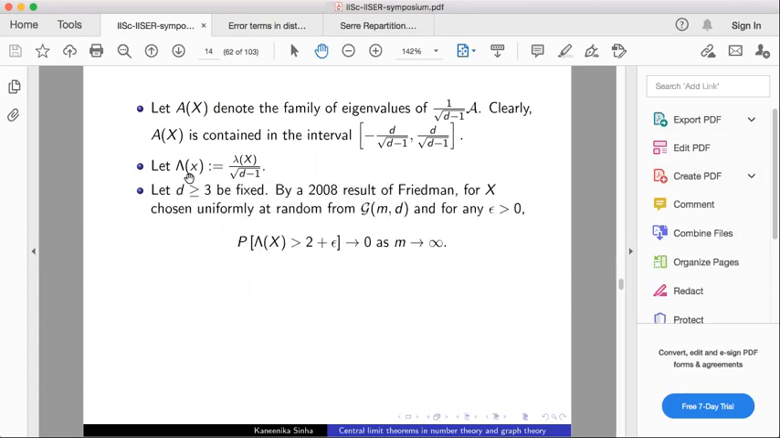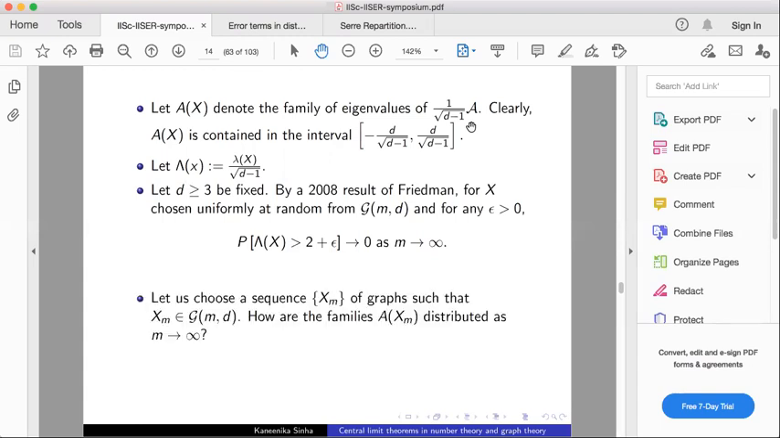And a very famous result of Friedman in 2008 shows that if you are choosing x uniformly at random from your collection of d regular graphs with m vertices, then for any epsilon greater than 0, the probability that the spectral radius of the graph x is greater than 2 plus epsilon converges to 0 as m goes to infinity. So here d is a fixed degree and we are allowing our m to grow to infinity. So what this is actually saying is that your non-trivial eigenvalues of the adjacency matrix seem to club around the interval -2 to 2. And in a limiting sense, they actually are in the interval -2 to 2. Let me explain this more.